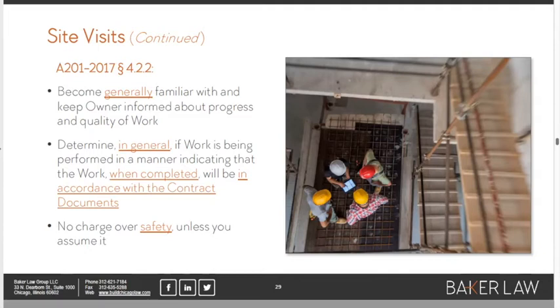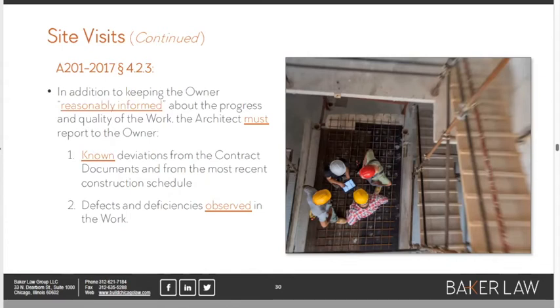They're just looking with X-ray vision at whether their design intent is being carried forward in the way the contract documents envision. And the architect is not going to be responsible for site safety unless they do something really stupid and assume responsibility for that, which I'll talk about in a second.